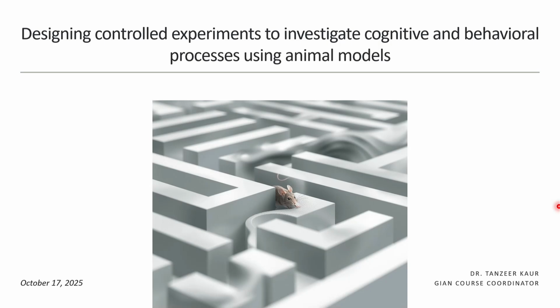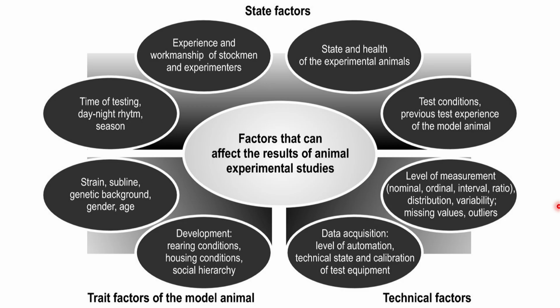About designing controlled experiments to investigate cognitive and behavioral processes using animal models. So the first slide basically tells the various factors that can affect the results of animal experimental studies.